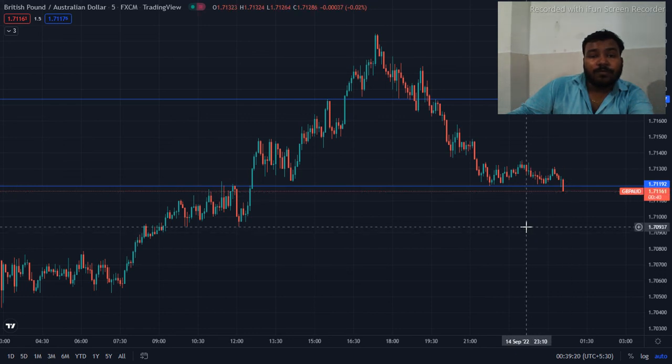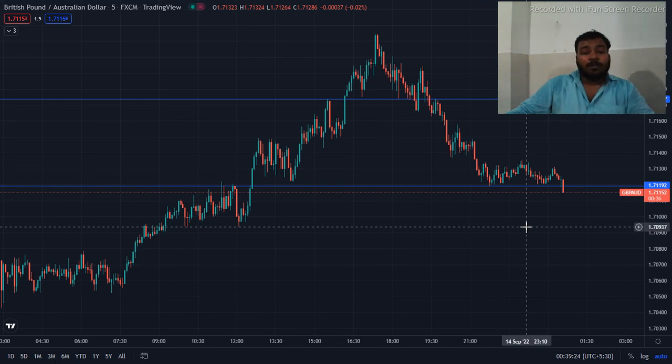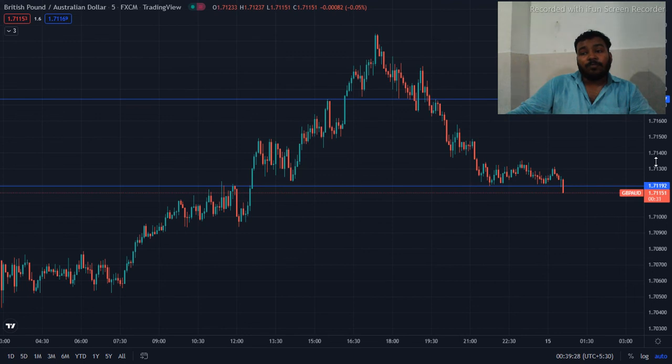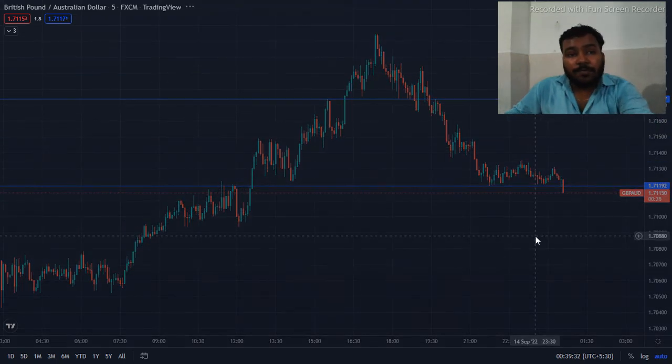We need to wait for this last swing to be tested. If it is breached, then it is a head and shoulder pattern. Okay, and then we must wait for this zone to be broken. If broken, then again we will see a panic selling in this GBP AUD.